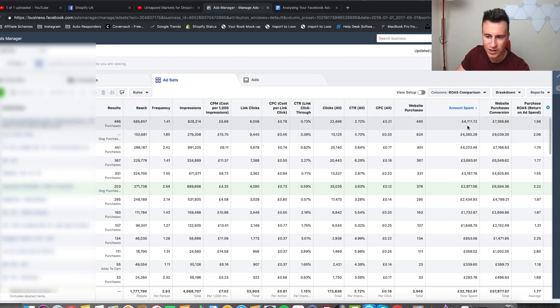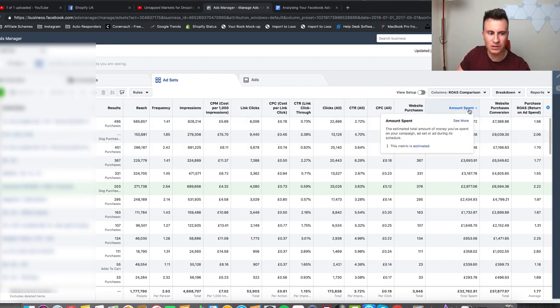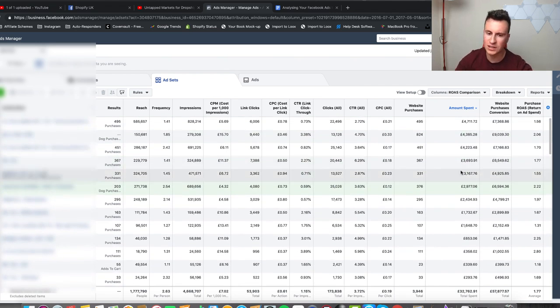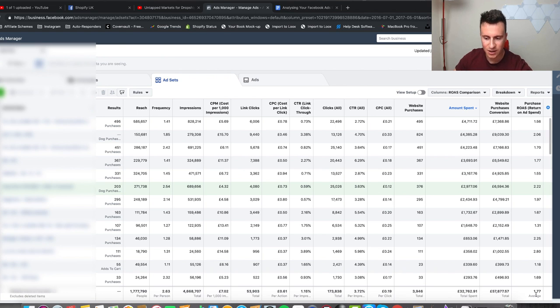So anyway, we're working from top to bottom. I've filtered it so the amount spent, the maximum is at the top with the lowest at the bottom, and we're just going to work our way through and try and see at what point a pattern presents itself. So on average in this account, the ROAS was 1.77. So that's kind of our base standard.